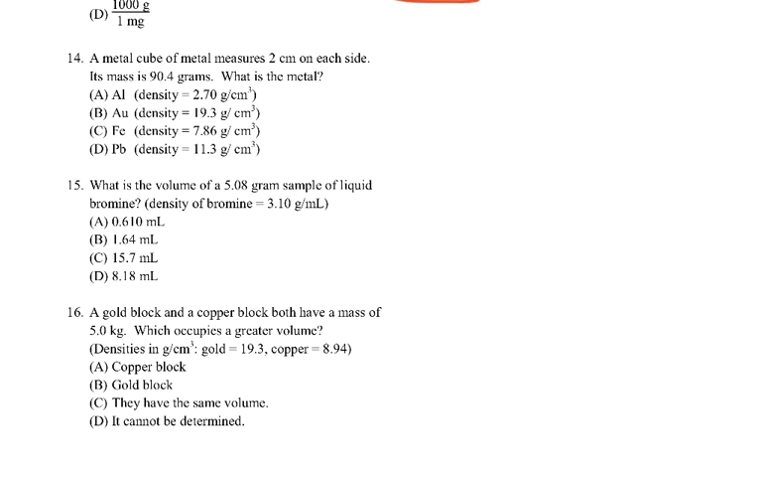Okay, a metal cube measures 2 centimeters on each side. Okay, so a cube means that I have a perfectly square shape, every side is 2 centimeters. Its mass is 90.4 grams. What is the metal? I know the densities, so I've got to figure out the density.